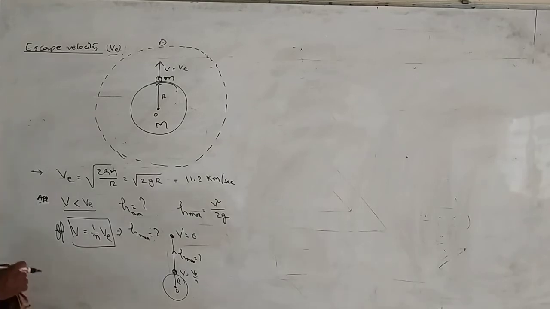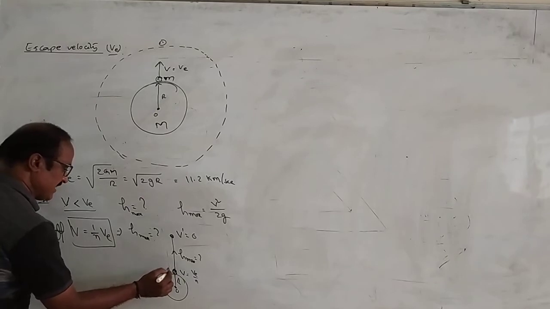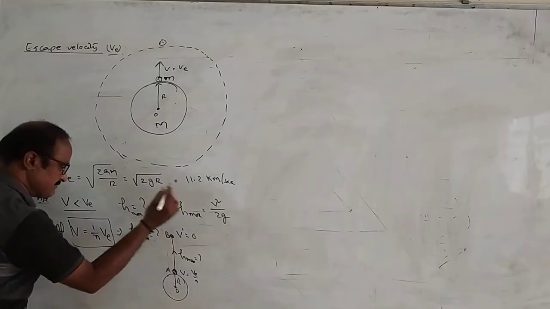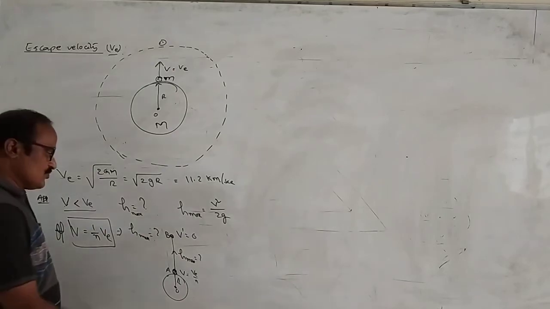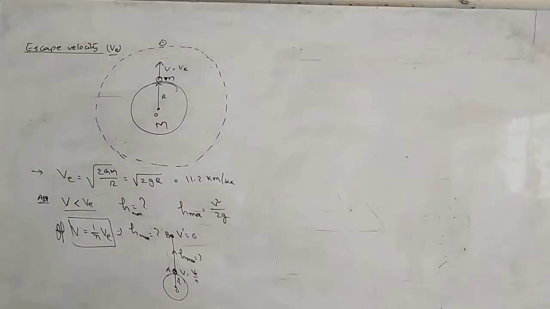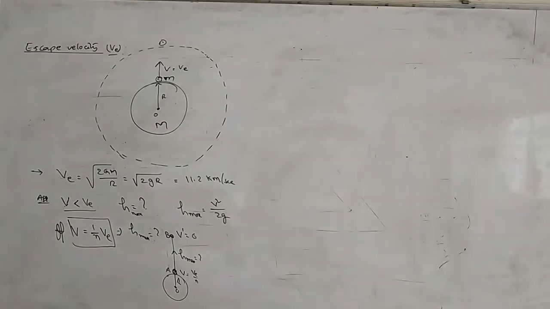Suppose it is projected vertically upward from the point P on the surface of earth, which is the maximum height, where the velocity becomes 0. Then to find the maximum height, we should apply v square minus u square is equal to 2as.